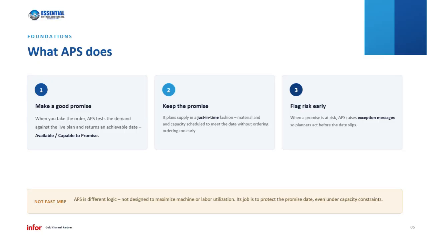So some important framing about APS. Any of you that have sat in on my webinar a couple of years back or watched it on our YouTube channel, you would have heard me mention that APS is not fast MRP. So APS is not the next step for companies that are using MRP, not necessarily anyways. APS is different logic. As I mentioned, it's not designed to maximize utilization on the shop floor. It is designed to hit promise dates. So if you're looking for a solution to level load production and maximize utilization, you may want to look at something like master production schedules where you decouple your demand and your supply plans.